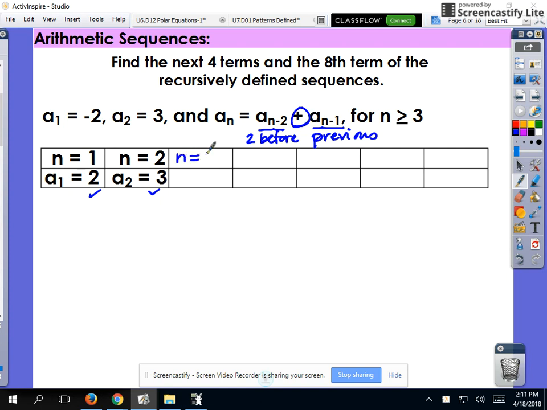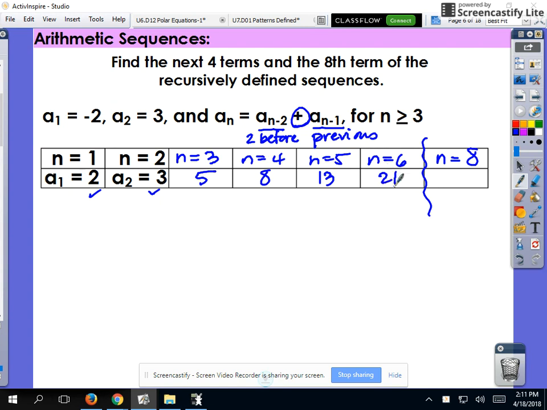So I'm going to go ahead and write n equals 3, n equals 4, n equals 5, n equals 6, and then it says for us to find n equals 8. So for our first term, if we add 2 and 3 together, we get 5. If we add 3 and 5 together, we get 8. If we add 5 and 8 together, we get 13. And if we add 8 and 13 together, we get 21.